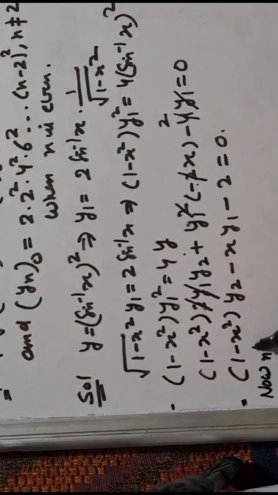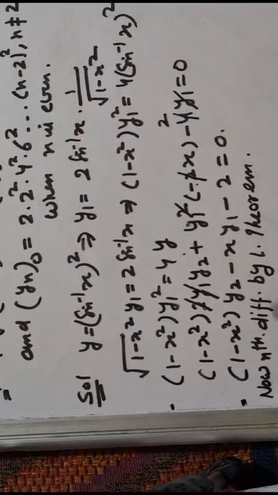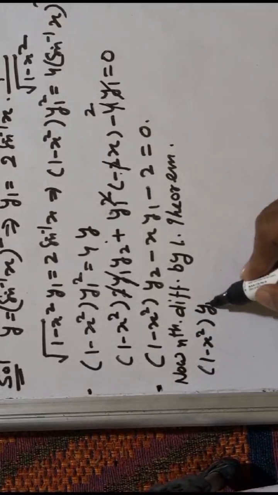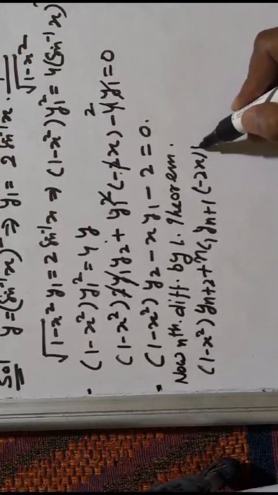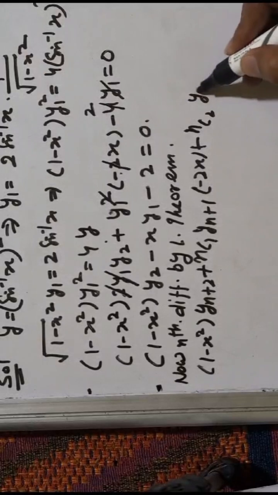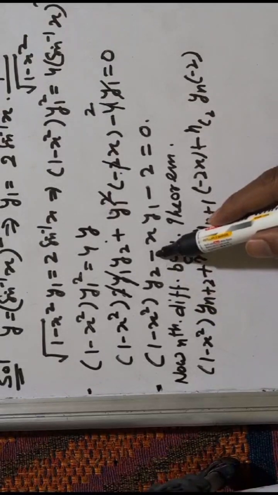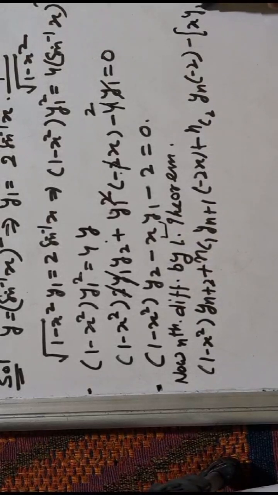Now nth differentiation by Leibniz theorem. We have 1 minus x square yn plus 2, minus 2x nc1 yn plus 1, minus 2 nc2 yn. Leibniz theorem has been applied in this portion. Now we apply Leibniz theorem in this portion, that is minus x yn plus 1, minus nc1 times differentiation of x, which is 1, yn, is equal to 0.